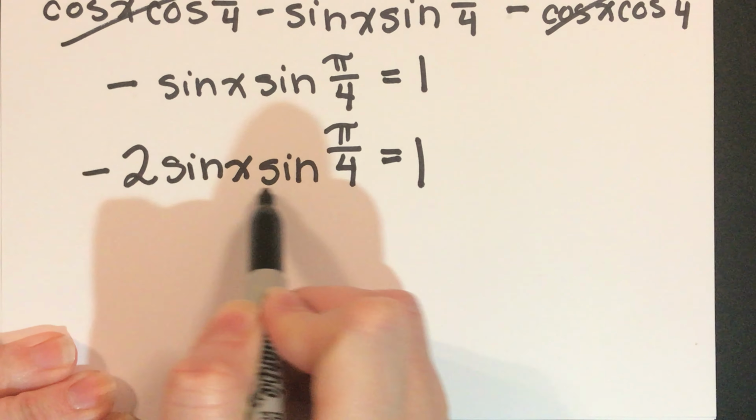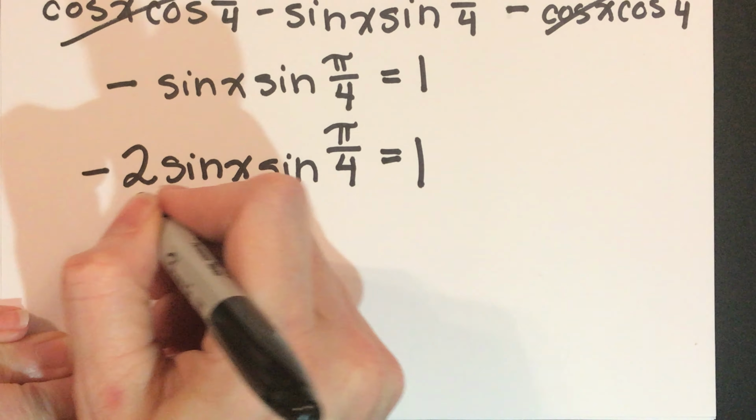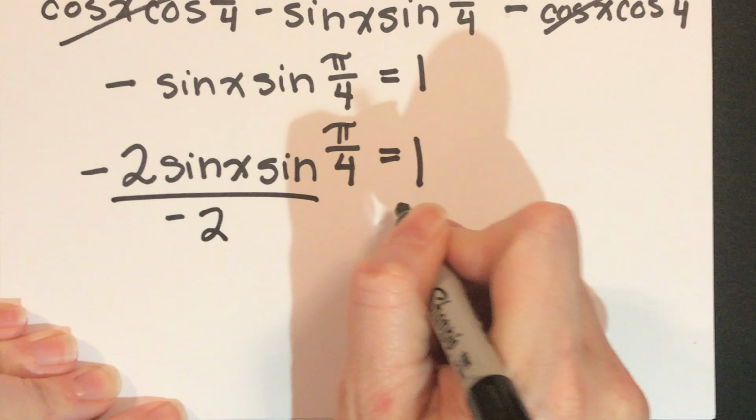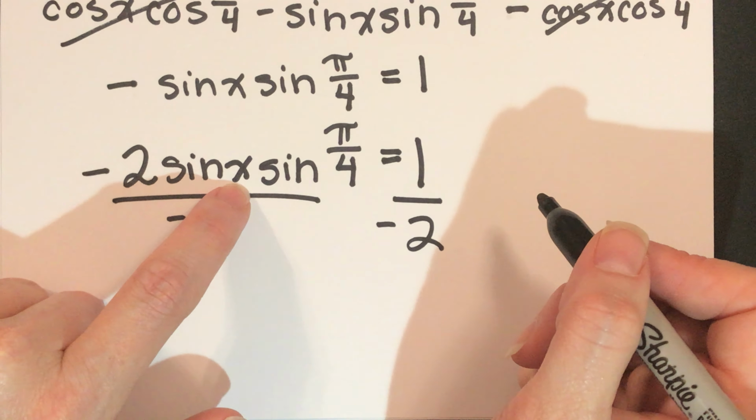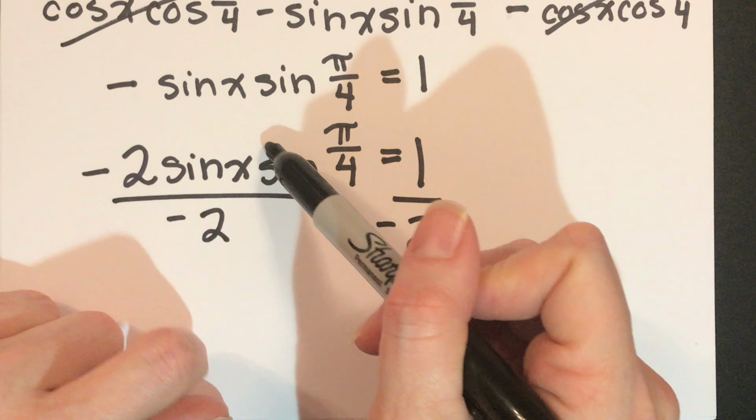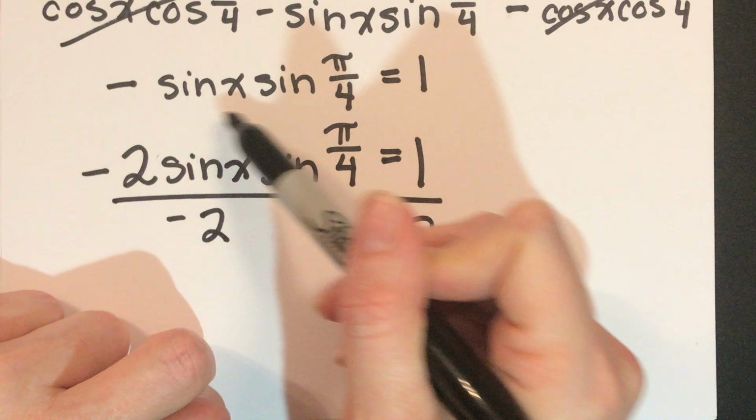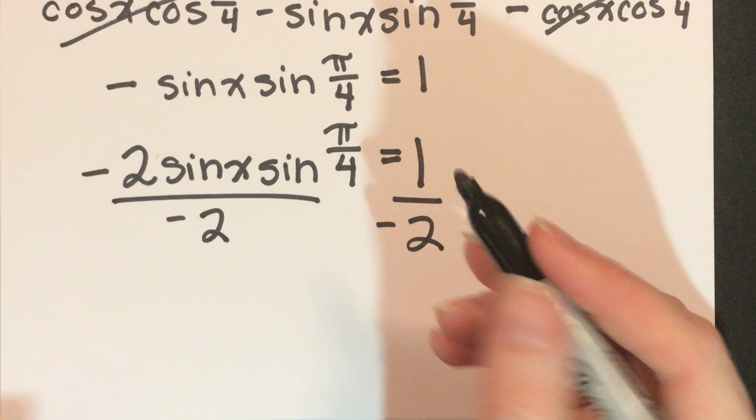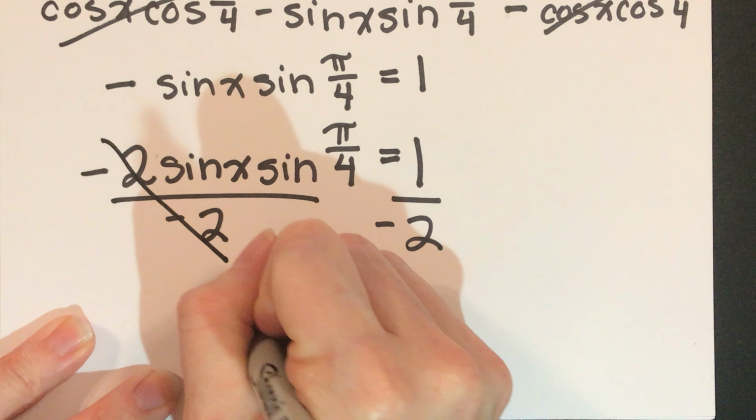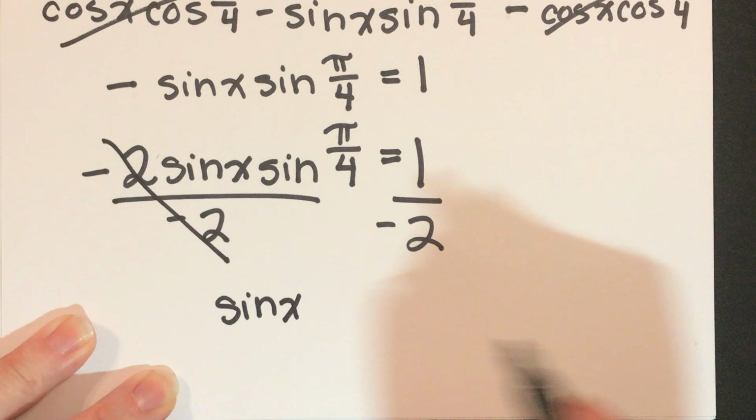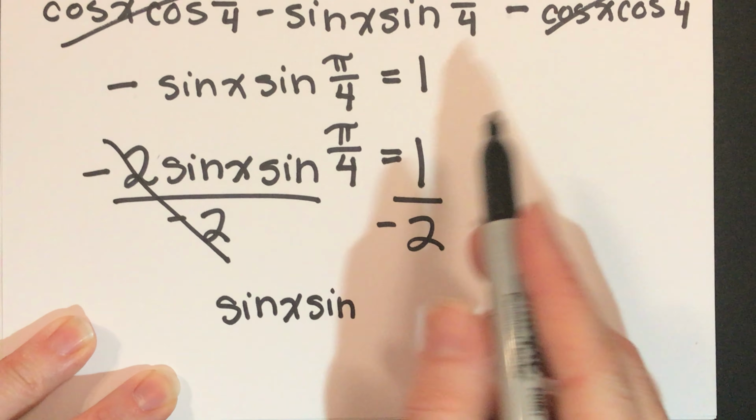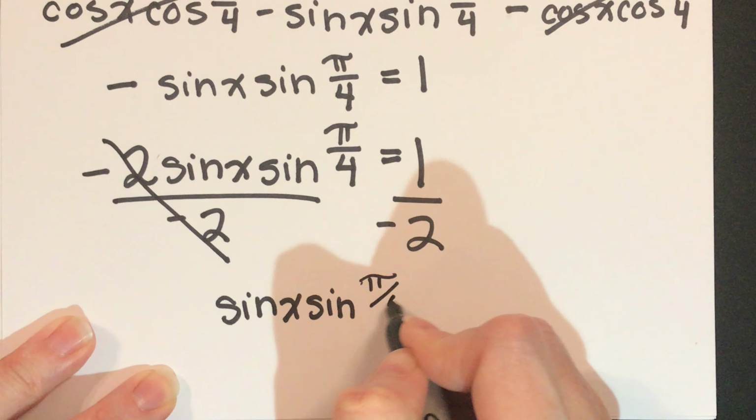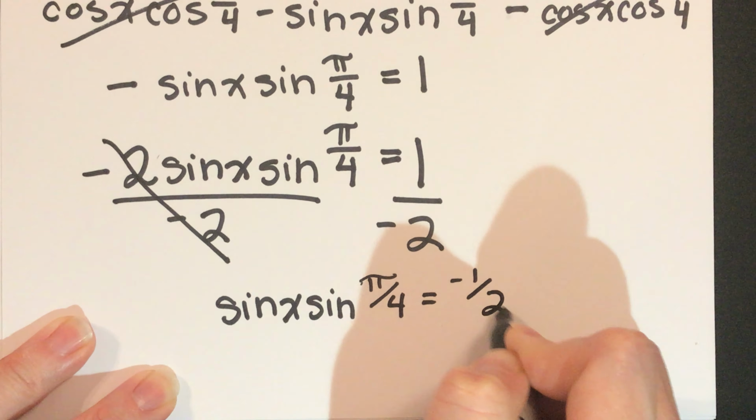Remember, this is all being multiplied, so we can divide by negative 2. Remember the goal, we're trying to solve for x. That's the whole point of this. But before we can solve for x, we must get sine x all by itself. So those cancel. Sine x sine pi over 4 equals negative 1/2.